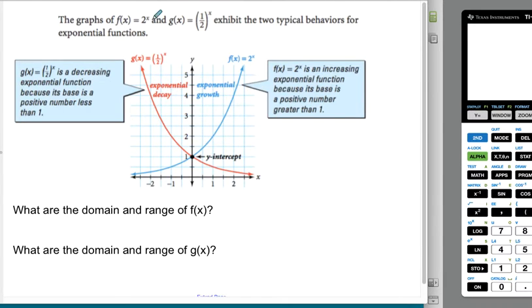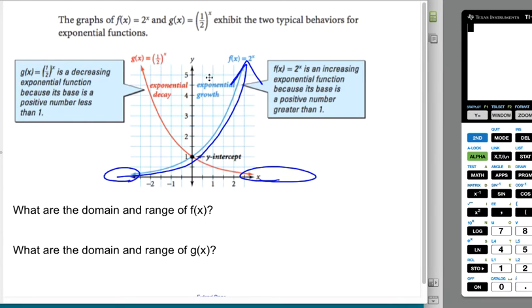So let's look at the graph of f of x equals 2 to the x versus g of x equals 1/2 raised to the x. These exhibit the two typical behaviors that we're going to see in exponential functions a lot. f of x equals 2 to the x is what we call exponential growth, where we start with very small values and then it explodes up. g of x is exponential decay, where we start with really big values and it cuts way down until it approaches 0, right?